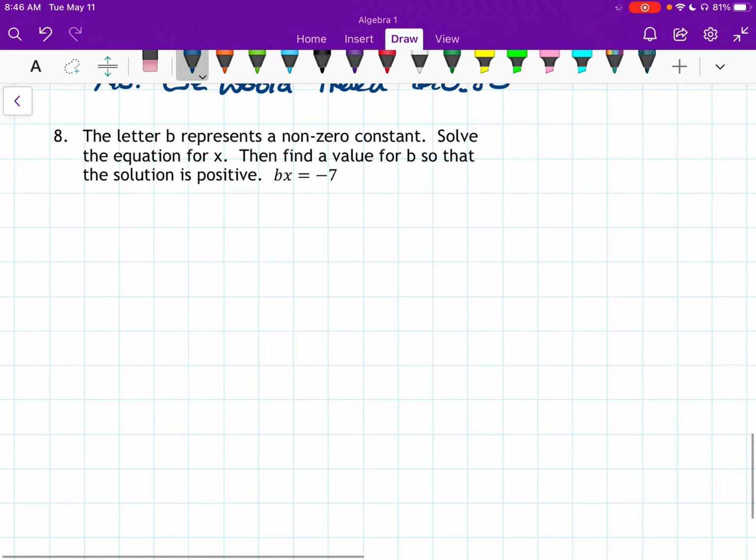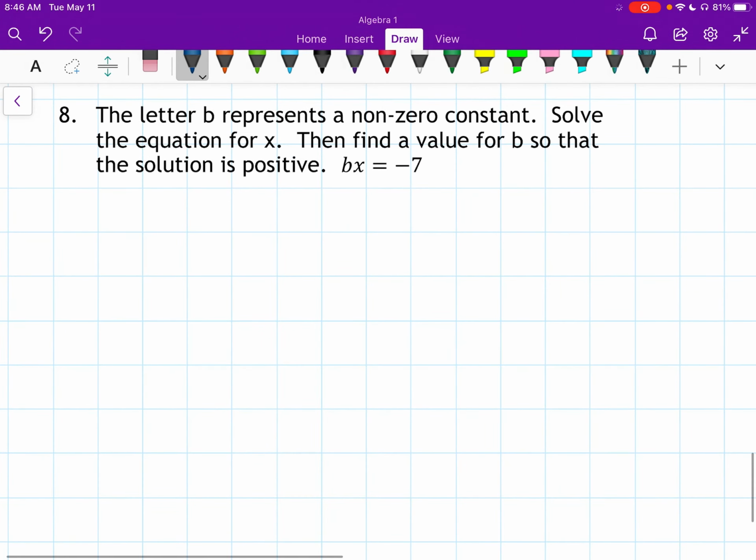All right, number 8. The letter b represents a non-zero constant. Okay, so b is not 0. Solve the equation for x, then find a value for b so that the solution is positive. All right, so this one's kind of weird. We start off with, and I'm going to rewrite this, bx equals -7. So it says solve the equation for x. So that's what we need to start off with.